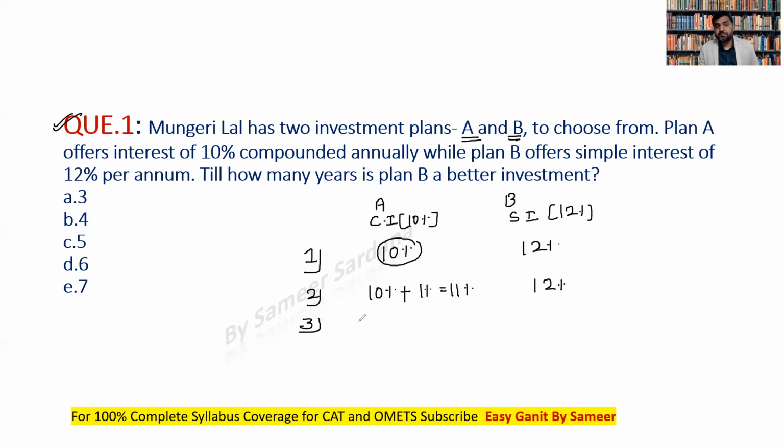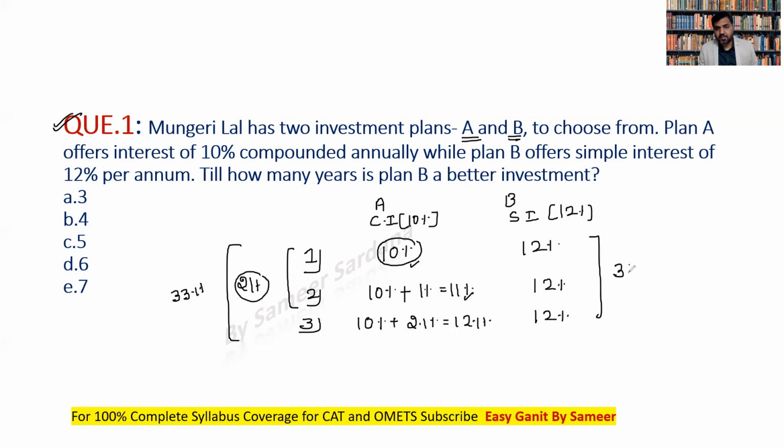When it comes to the third year, I'll be getting 10% of my principal plus the 2 years' interest. You can see that till 2 years, the total compound interest is 21%, 10% here, 11% here. So in the third year, I'll be getting 10% of 21, which will be 2.1%. So in the third year, I'll be getting 12.1%, right? Here I'll be getting 12%. So in total 3 years, you can see that my compound interest is 33.1, and here I'm getting 36%, right?